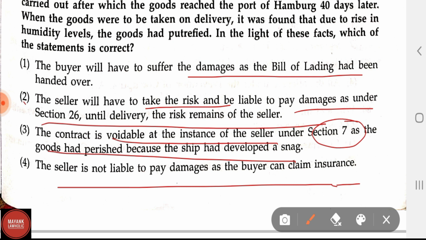In this question, the correct statement is statement 2, because here it is required to understand section 26 of the Sale of Goods Act. Section 26 of the Sale of Goods Act talks about the risk prima facie passing with the property.